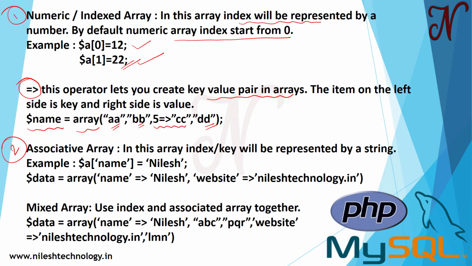Okay, so here by default the index starts from 0, so this index is 0, this is 1, so this index is 5, and here now the index of DD is 6. They continue the number of the previous one.